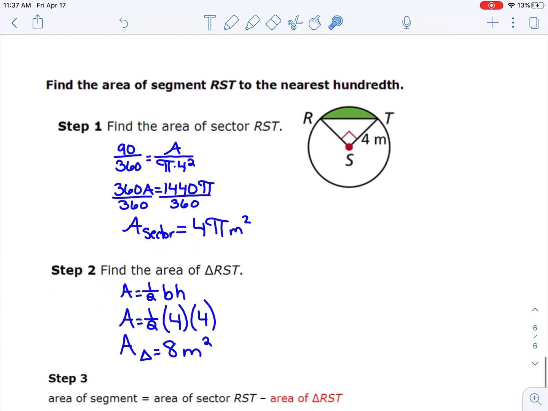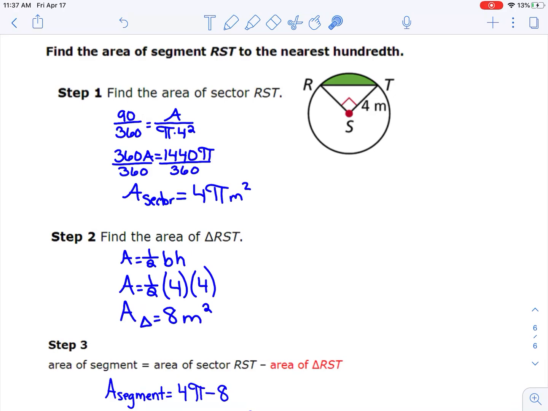All right, we're going to go over one more example. So this time we're going to find the area of segment RST to the nearest hundredth. Starting with step 1, find the area of sector RST. So we can set up a proportion. We have it marked in our triangle that this is a right triangle, so we know that that measure of the intercepted arc would be 90 degrees.